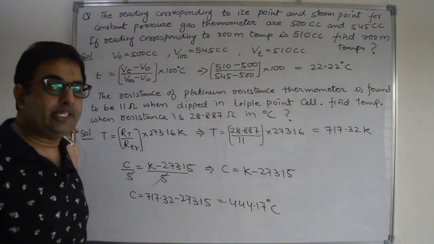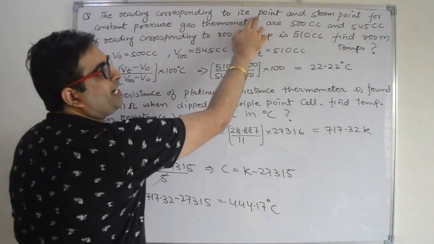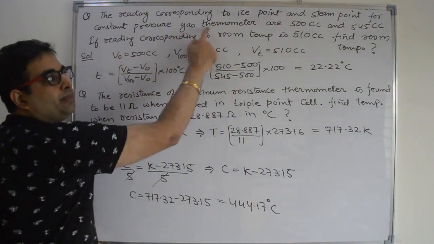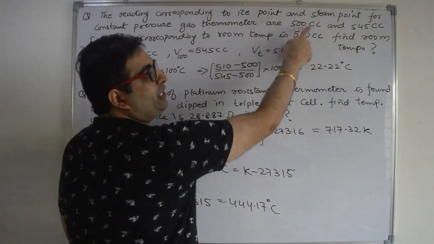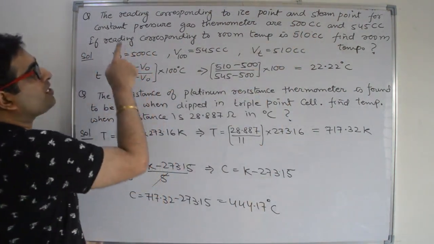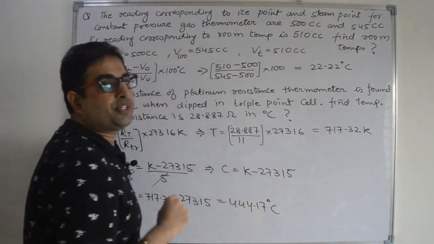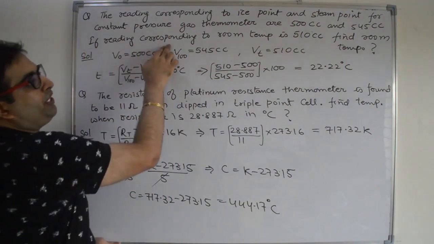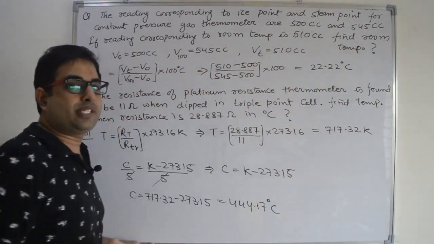Let us see some numericals based on thermometers. The readings corresponding to ice point and steam point for a constant pressure gas thermometer. This is a gas thermometer. And the reading is given to you as 500 cc, that means cubic centimeter, and this is volume because pressure is constant. And for steam point, the reading is 545 cc. The reading corresponding to the room temperature is 510 cubic centimeter. Find the room temperature. This is the problem.